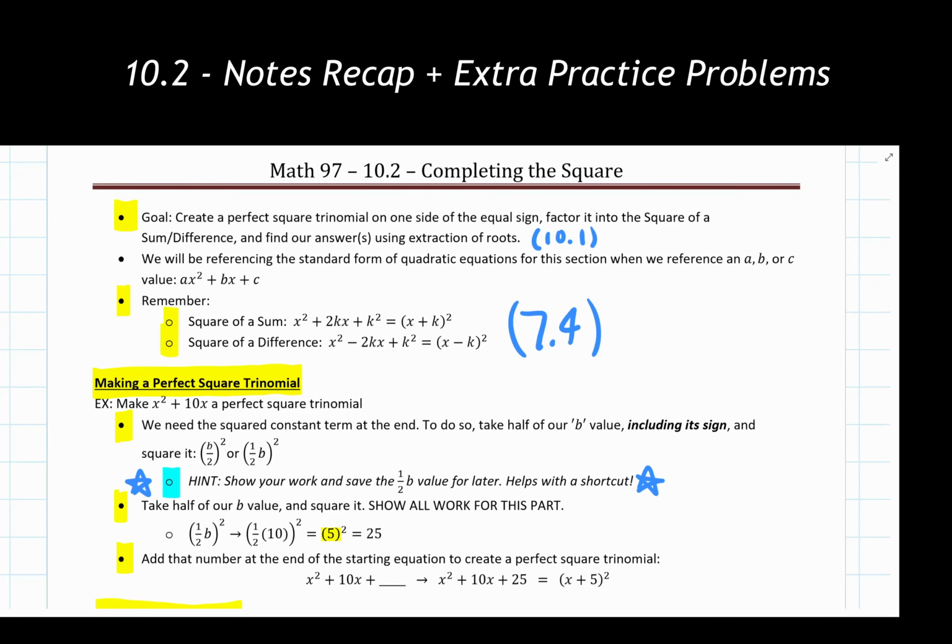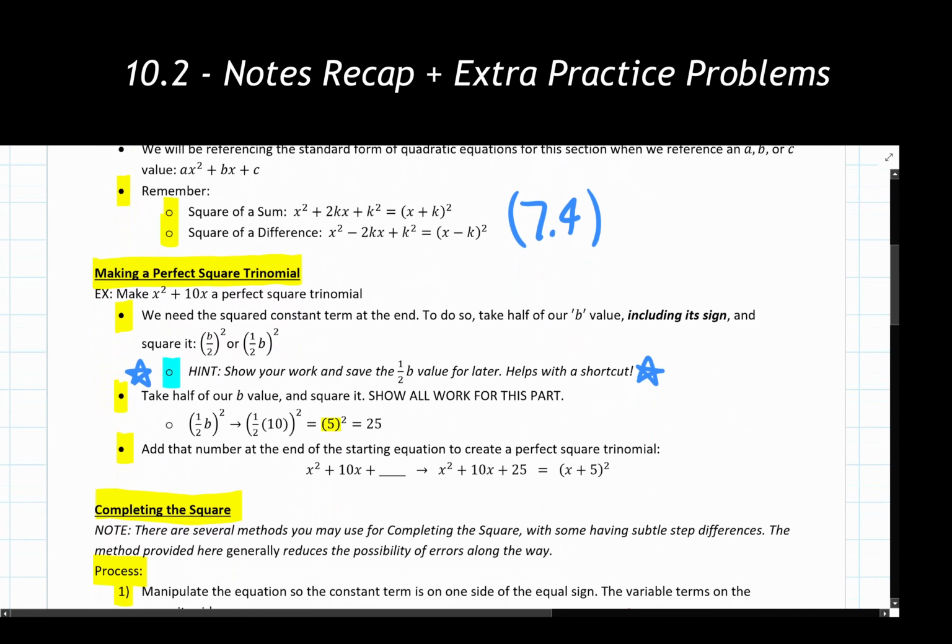So as a quick recap of everything that we covered with the 10.2 material, remember that our goal is to go through and rewrite our quadratic equation into a perfect square trinomial. We then factor it, and then find our answer using extraction of roots, the 10.1 material in there. We are going to need to remember and use the square of a sum and square of a difference on a regular basis with the completing the square process, so reference back to 7.4 if necessary.